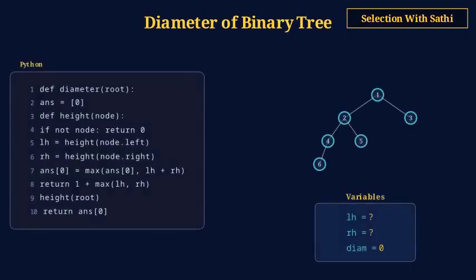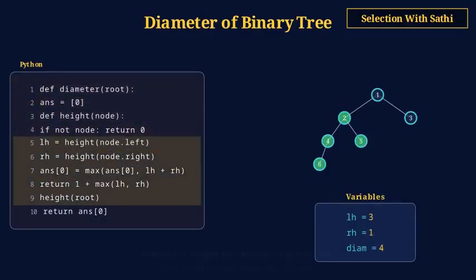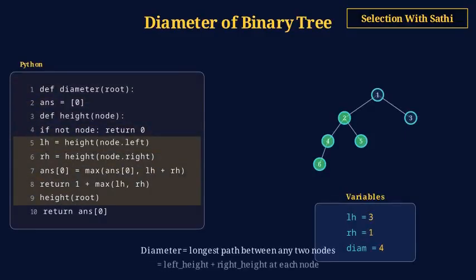The diameter of a binary tree is the longest path between any two nodes, measured in edges. Key insight: the diameter through any node equals left height plus right height plus 2. Look at line 8. While computing height, we update a global maximum. Lines 6 and 7 recursively get left and right heights. Line 9. Return 1 plus the max of left and right heights.